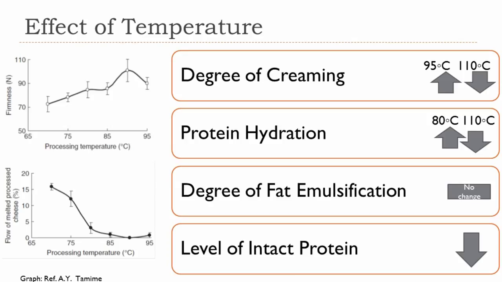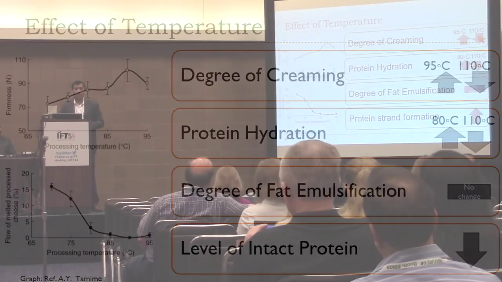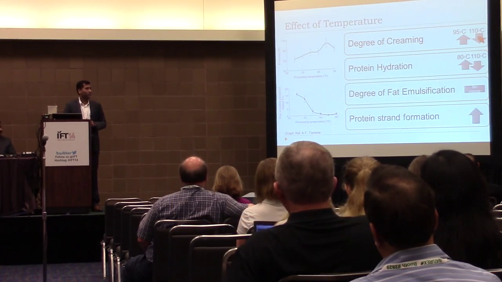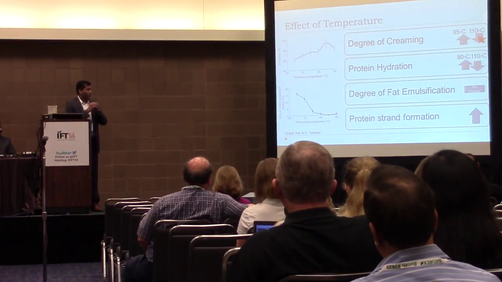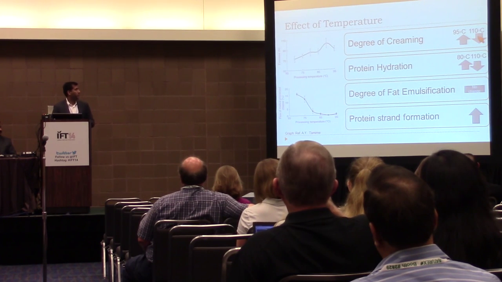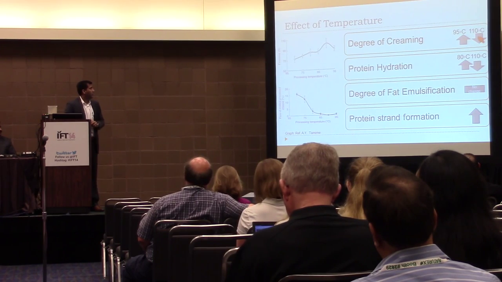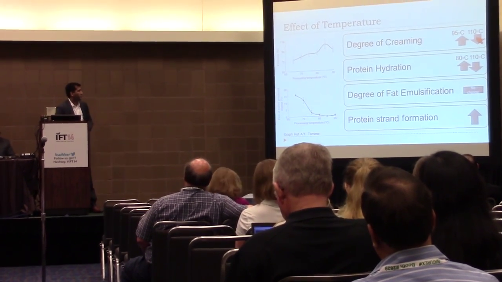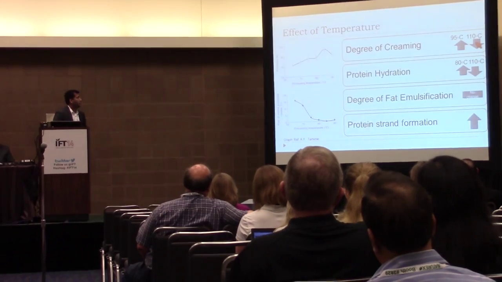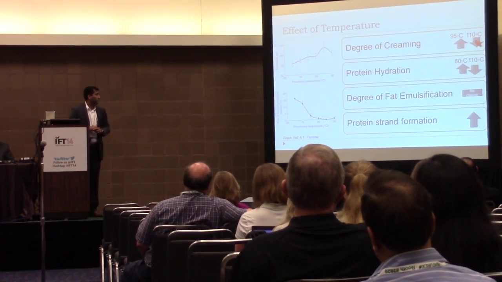up. Based on a research study, up to 95 degrees Celsius, the creaming goes up, and after about 110 degrees Celsius, the creaming starts to drop off. As you can also see from the firmness graph on the left, at about 95 degrees Celsius, there's a decline in the effect on creaming and firmness.